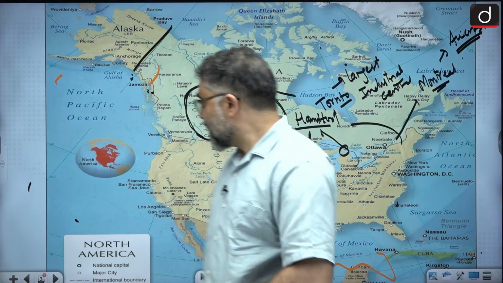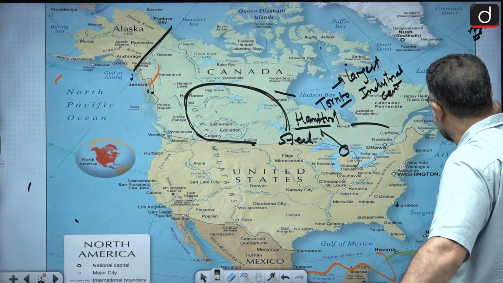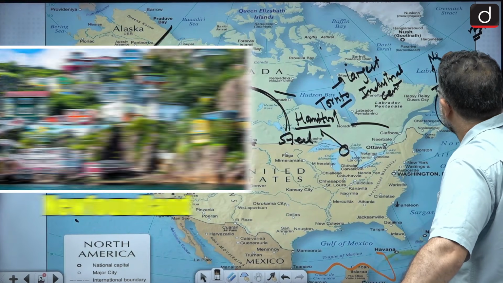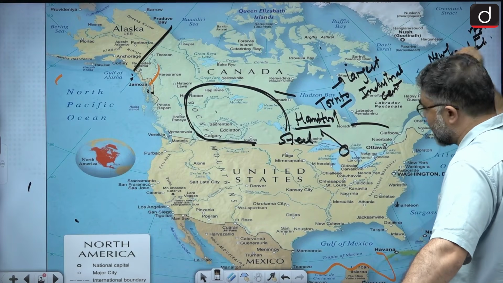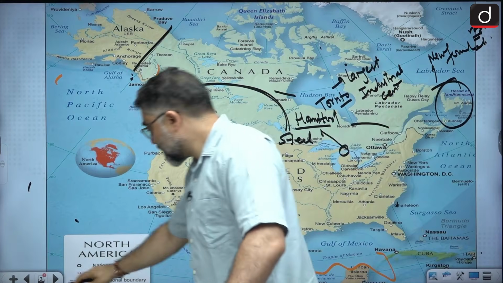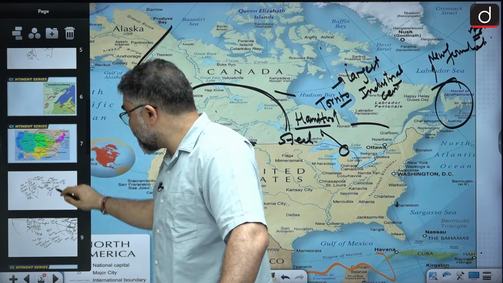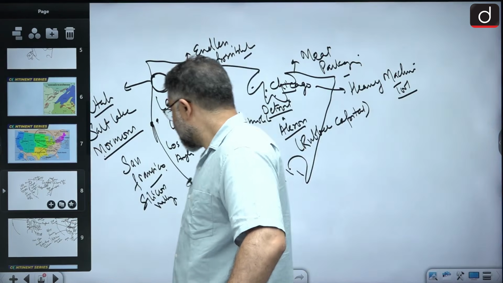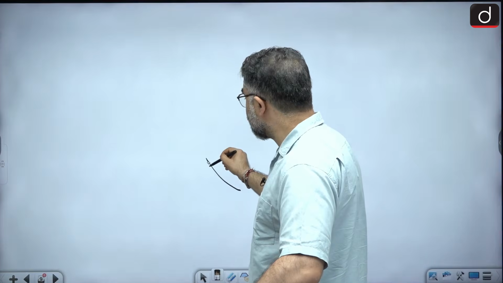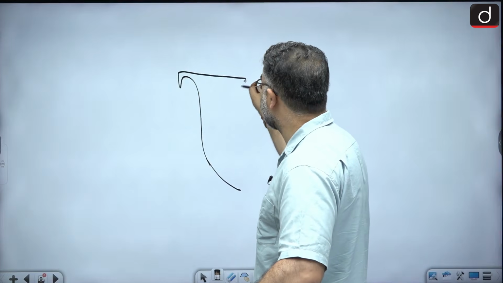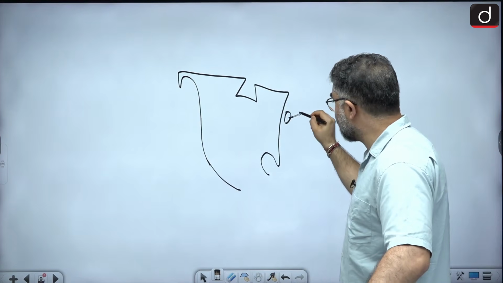Moving from there eastward, we reach this huge island called the Island of Newfoundland. Now, what is the significance of Newfoundland Island? All of you should understand what the significance of this island is. For Canada and overall North America, it is known for fishing. So here, Newfoundland Island.